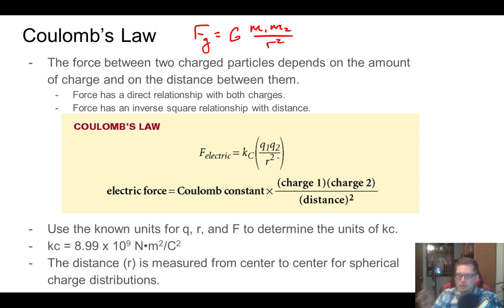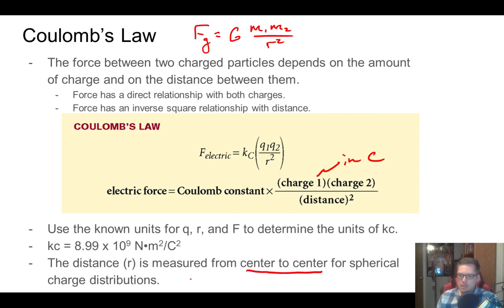Remember, our charges are always in coulombs. So if you see anything in nanocoulombs, microcoulombs, you need to change it into regular old coulombs. All right, and then our R value, that's the distance from center to center for our spherical charge distribution.